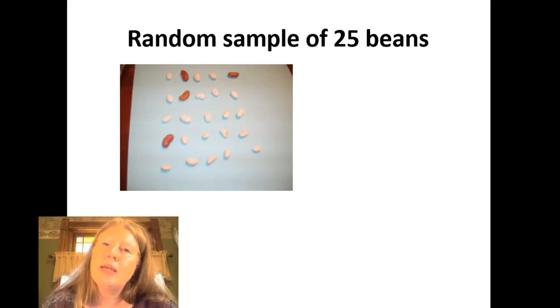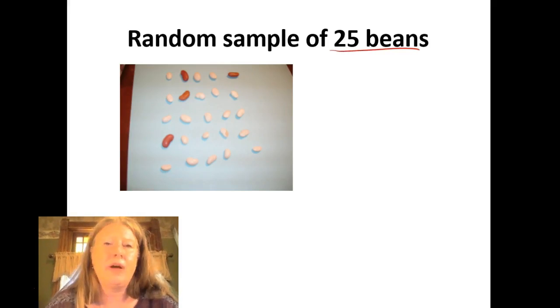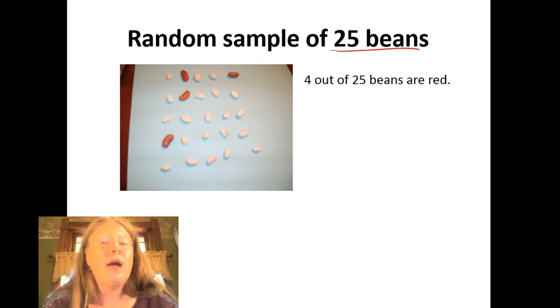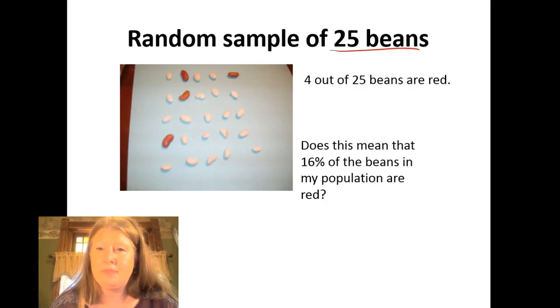I decided I'm going to take a sample of 25. So n equals 25. Here's my sample. I took a picture for you. And I see that 4 out of my 25 beans are red. If I actually take 4 divided by 25, that's going to give me p hat, my sample proportion, and it's going to equal 0.16.